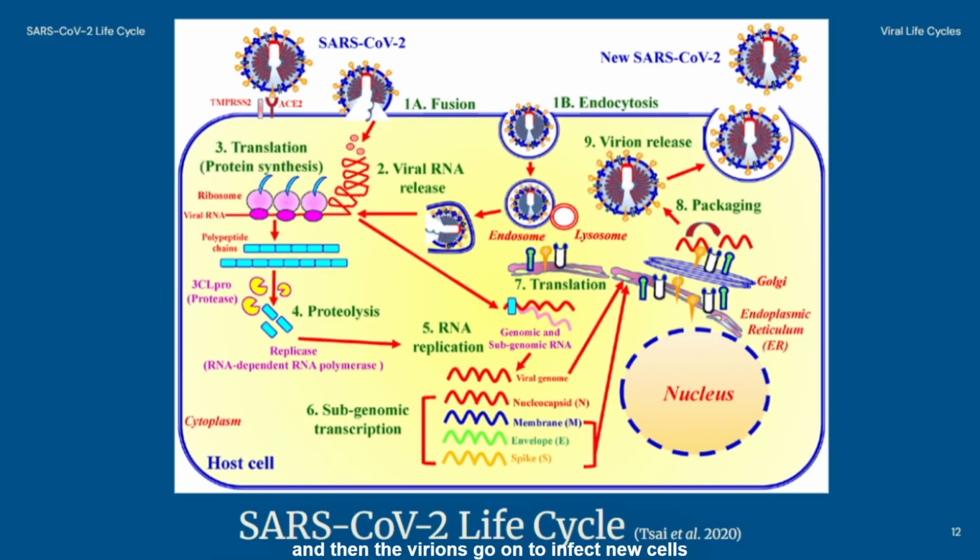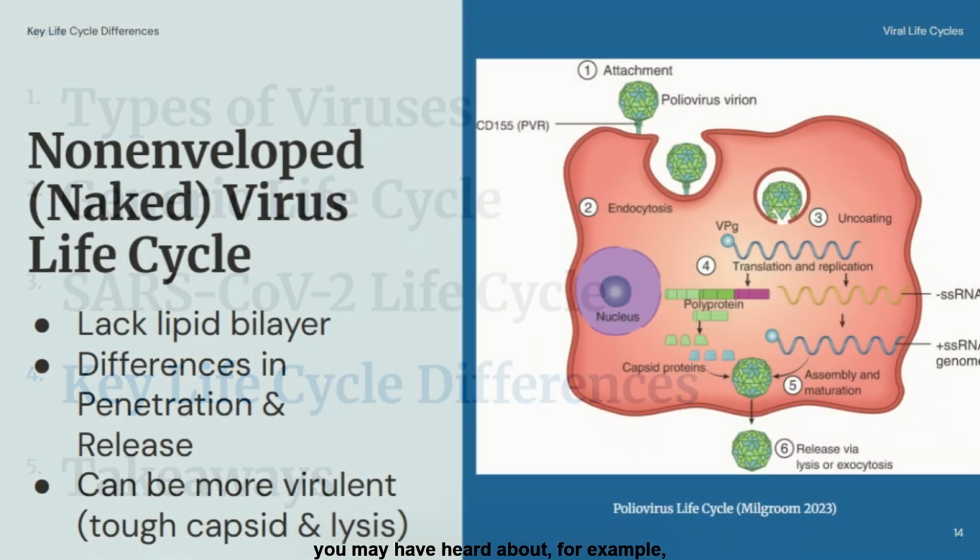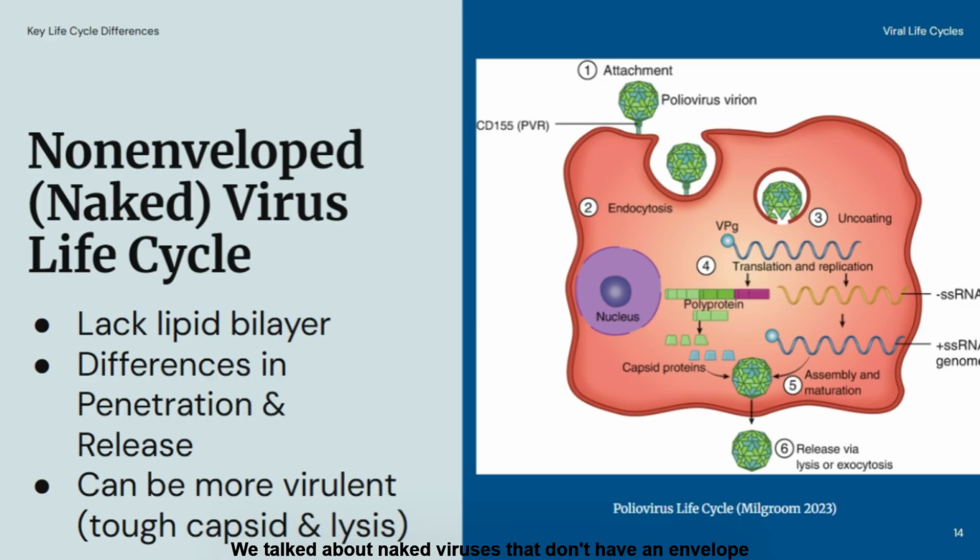And then the virions go on to infect new cells, and the life cycle begins again. There are some other specific life cycles for viruses you may have heard about. For example, we talk about naked viruses that don't have an envelope, so they can't fuse with the cell membrane when entering or exiting the cell. This can make them tougher to kill because they have evolved to have extra tough capsid proteins to compensate for not having an envelope. They also have no antigens on their surface for cell-mediated immune responses.